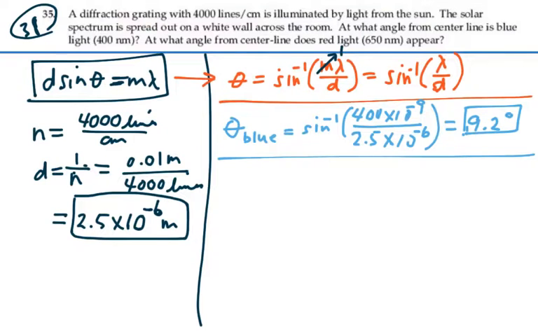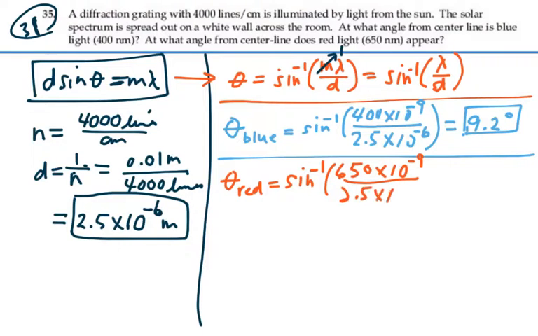And for the red light, I don't have a red color. Let's see. Nope. So we'll go with the closest thing. For red light, we have inverse sine of the wavelength, 650 nanometers, over the same spacing, 2.5 times 10 to the minus 6. And that is equal to 15.1 degrees.